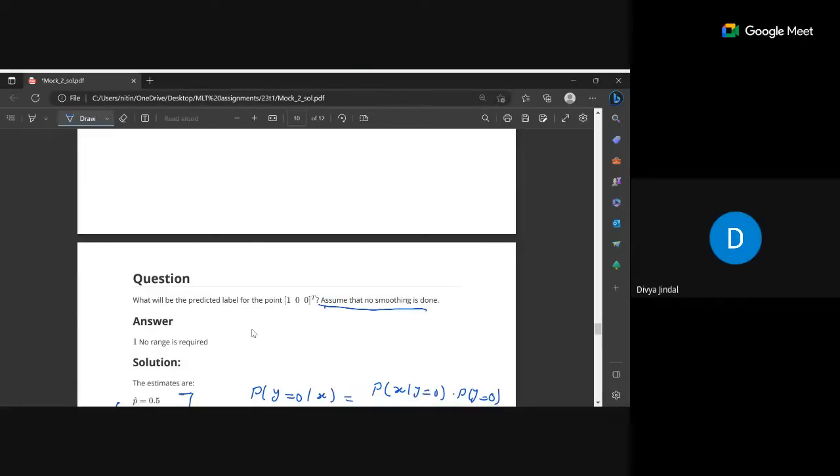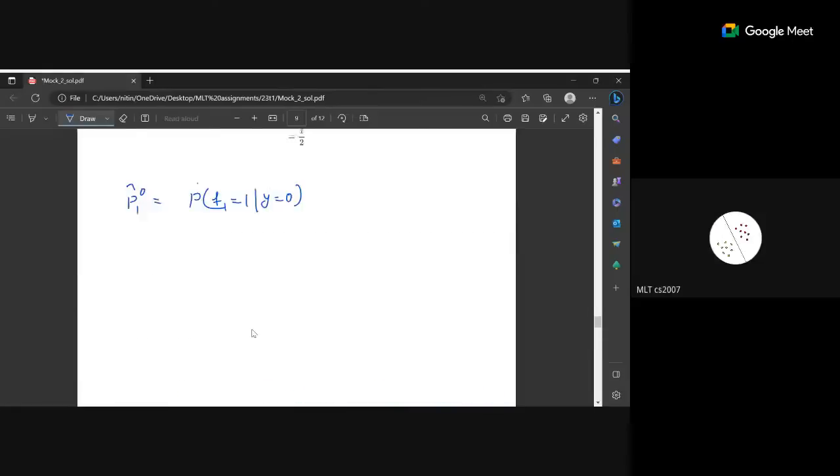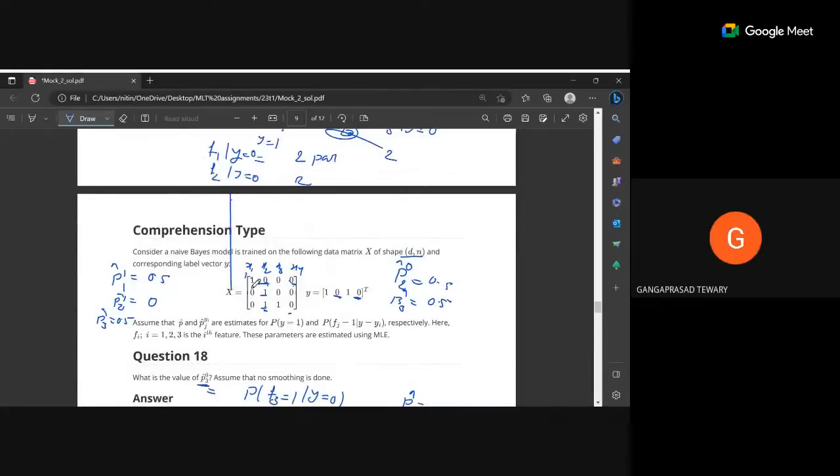Just for clarification, smoothing will require addition of four data points, for each of the two labels. Where will we add them? You just add them into the training examples. One is for class one and one is for class zero. We add additional data points: one taking all values one, one taking all values zero. So two for class zero, two for class one.